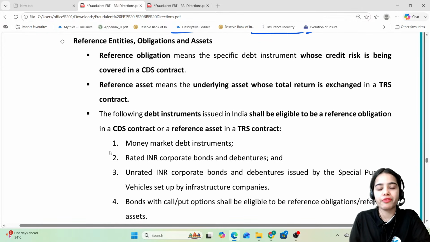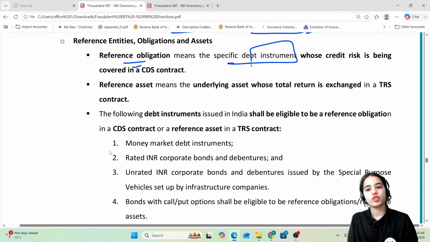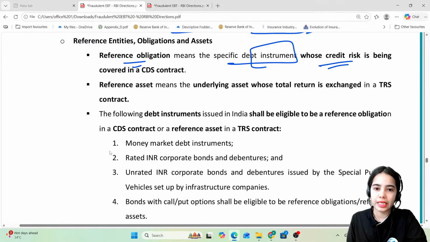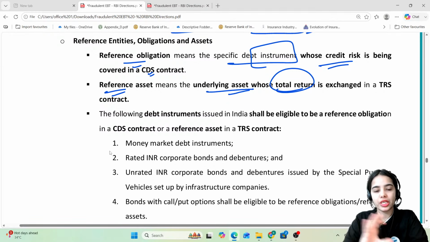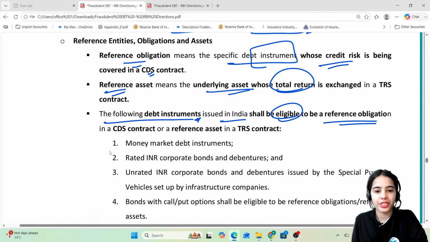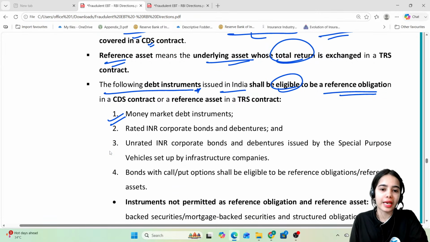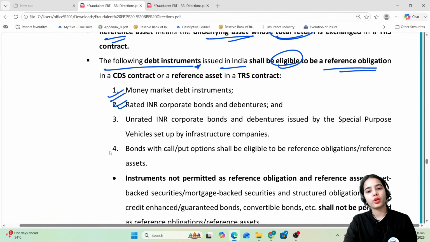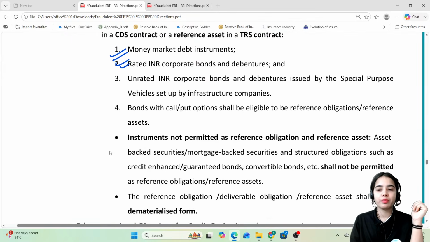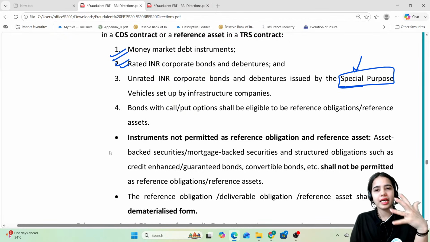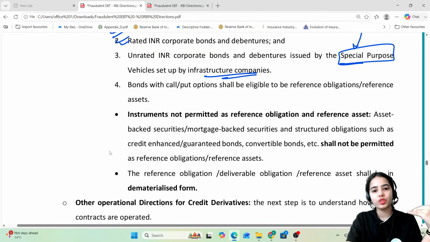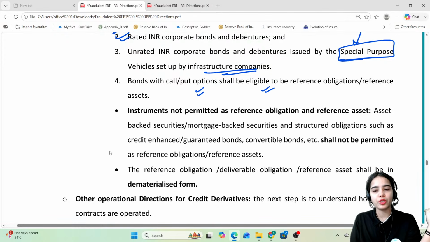Now, reference entities. Reference obligation means the specific debt instrument whose credit risk is being covered in a credit default swap contract. Reference asset means the underlying asset whose total return is exchanged in a TRS contract. The following debt instruments issued in India shall be eligible to be reference obligation: money market debt instruments, rated INR corporate bonds and debentures, unrated INR corporate bonds and debentures issued by the special purpose vehicle, and that is a kind of subsidiary of the infrastructure companies. So bonds with call or put options shall be eligible to be reference obligation, reference assets.